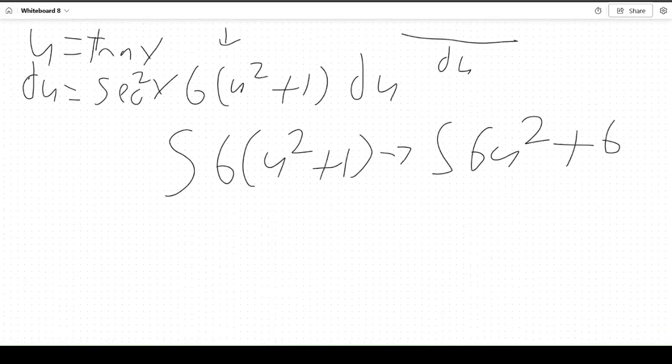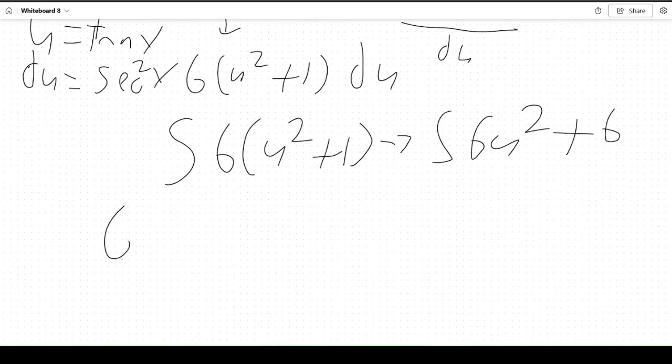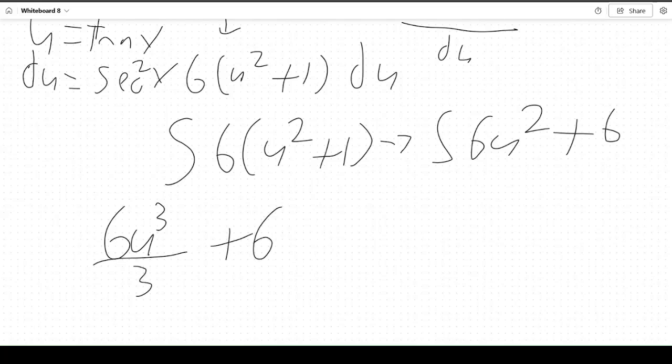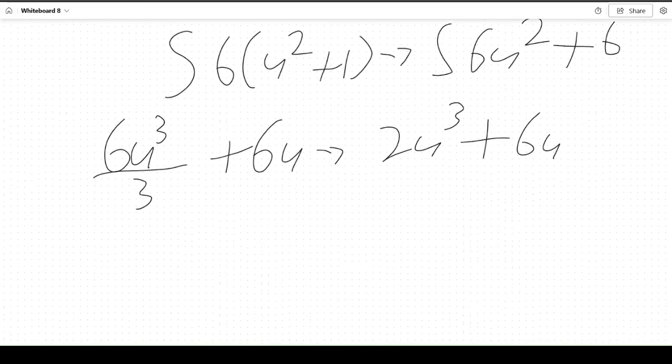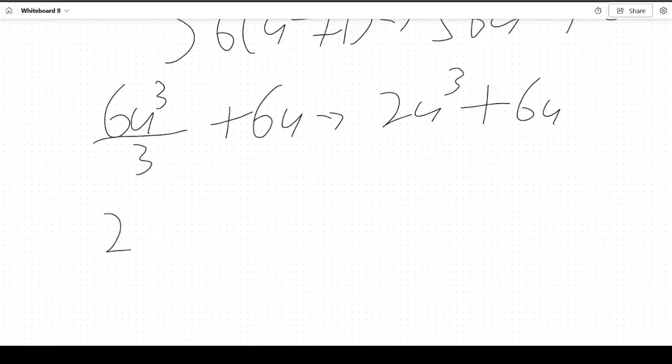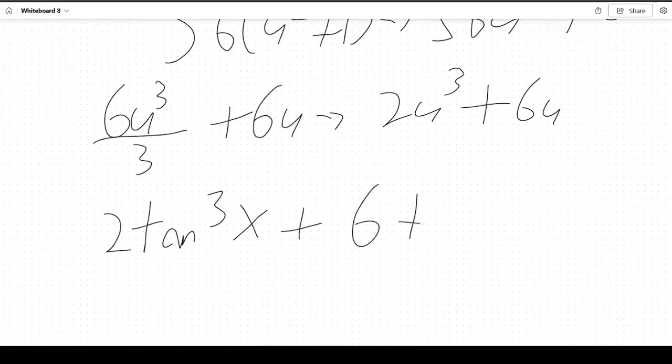Now we can integrate it. So this is simple integration. 6 divided by 3 is 2. So this would be 2u to the power of 3 plus 6u. And plug in our u, which was tan. So this would be 2 tan to the power of 3x plus 6 tan x plus c.